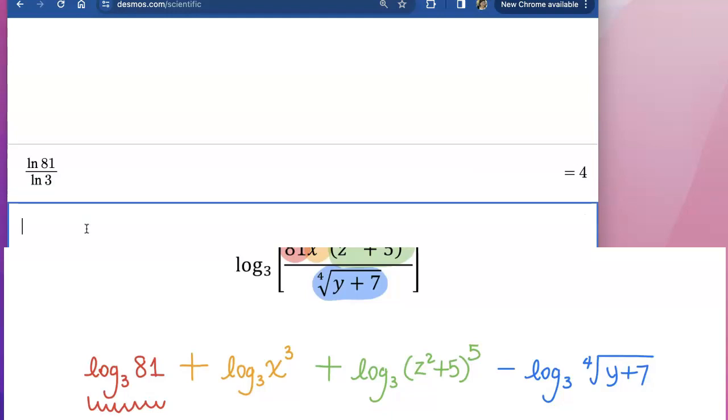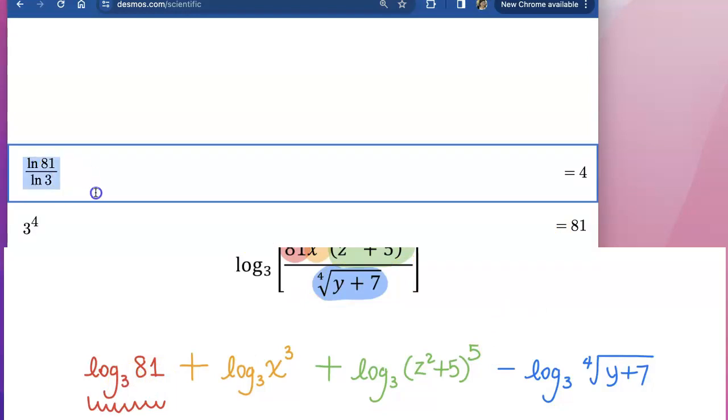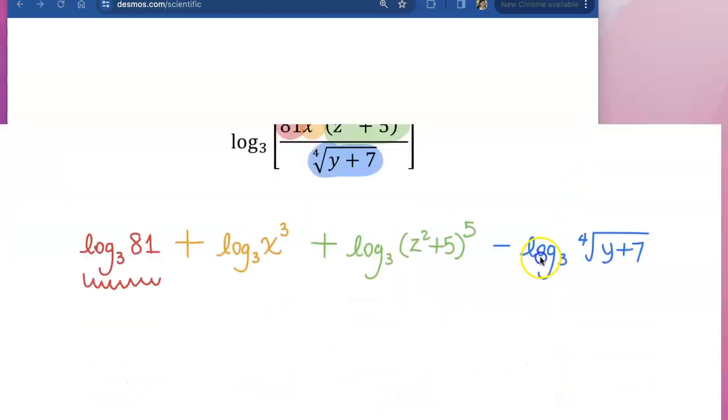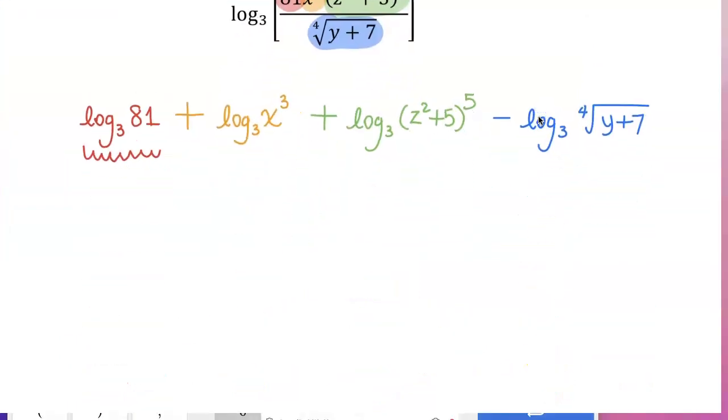Because look, you guys, if you do 3 to the 4th power, you do get 81. And logs are all about asking what is the exponent that will take this base to become this log argument. And we know 3 to the 4th power is 81. So when you use the change of base formula to evaluate log base 3 of 81, and it came out 4, that makes sense, okay? So the red part turns out to be just 4.